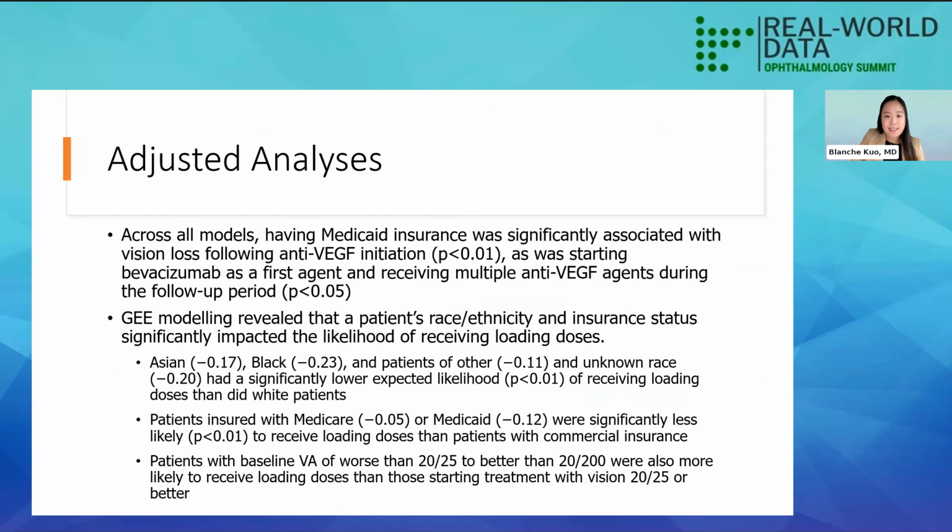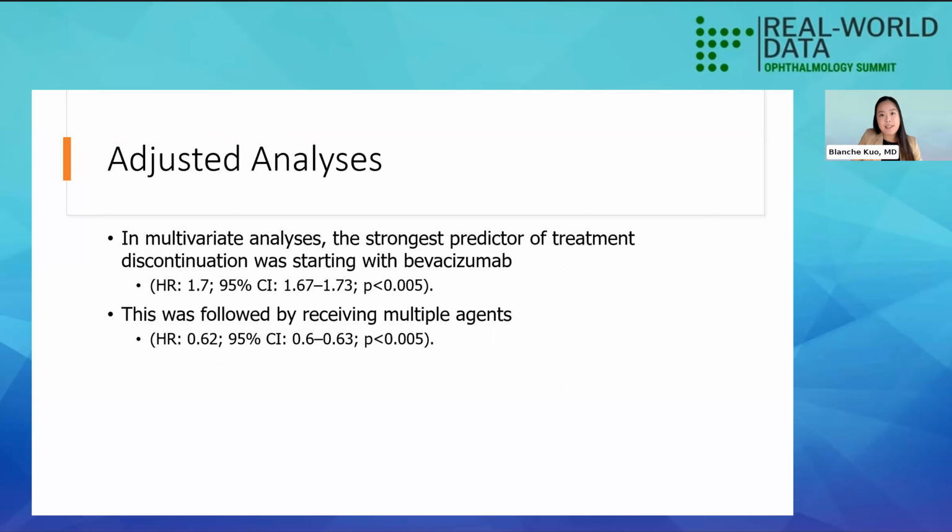Finally, we performed adjusted analyses controlling for baseline characteristics and found that having Medicaid insurance or starting treatment with Avastin was significantly associated with vision loss throughout study follow-up. Generalized estimating equations modeling showed that being of white race was associated with increased likelihood of receiving loading doses. Similarly, having commercial insurance or having baseline VA between 20/25 and 20/200 were more likely to receive loading doses. In a multivariate analysis, the strongest predictor of treatment discontinuation was starting with Avastin as the anti-VEGF agent of choice. Receiving multiple agents throughout follow-up was also a strong predictor of treatment discontinuation.